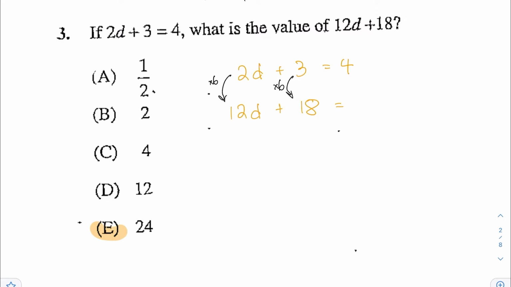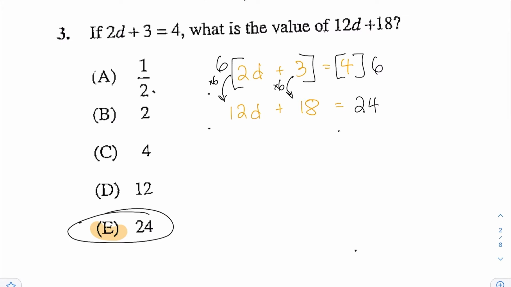So that means that you can actually just take the original equation and multiply by 6. And what you do to one side, you have to do to the other side. So on the right side, you also multiply by 6. So 4 times 6 will be 24. So you know that 12D plus 18 is equal to 24. You don't have to solve for D at all. So that's the shortcut here.